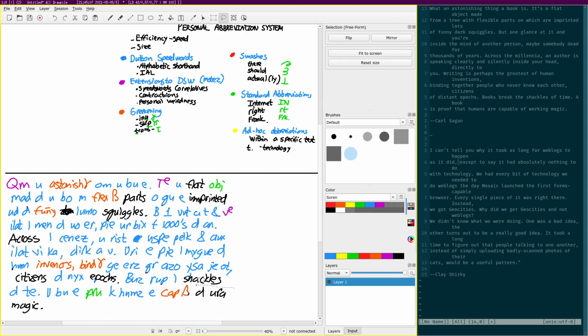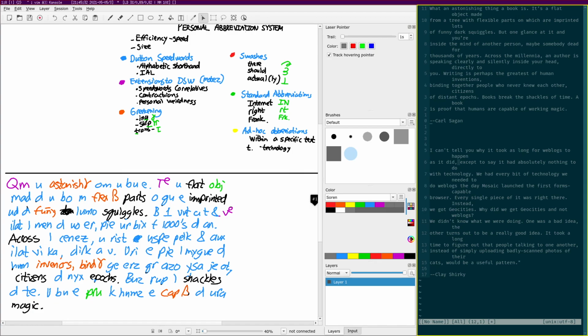And magic at the bottom. So there's the colorized version. You can see that there are only a handful of words that we did not actually abbreviate at all. So, there is flat imprinted. That's 2, 3, 4, 5, 6, 7, 8, 9 words that didn't get abbreviated at all.